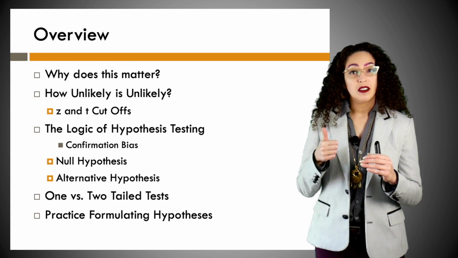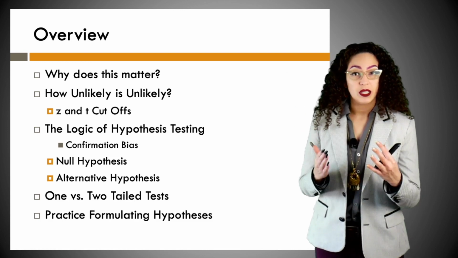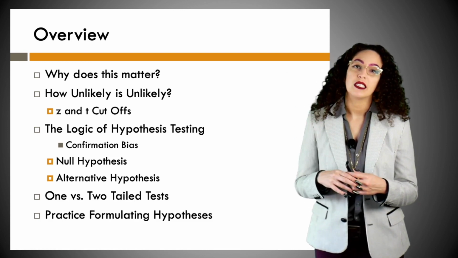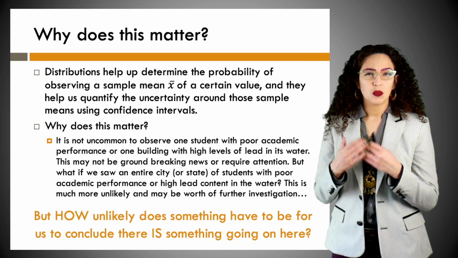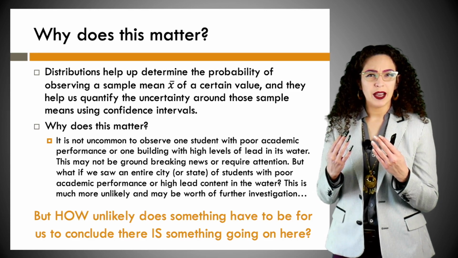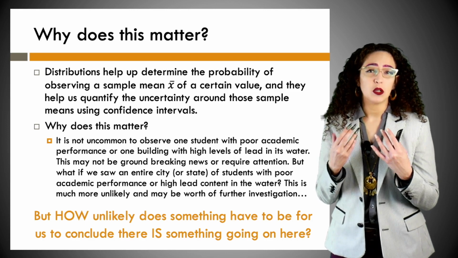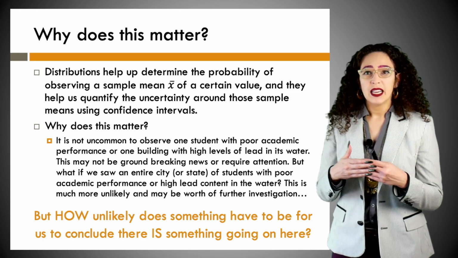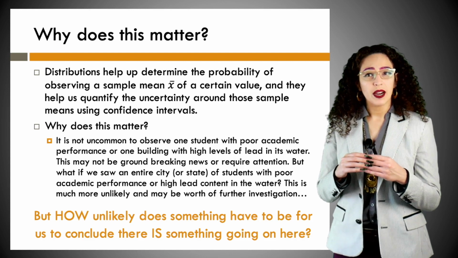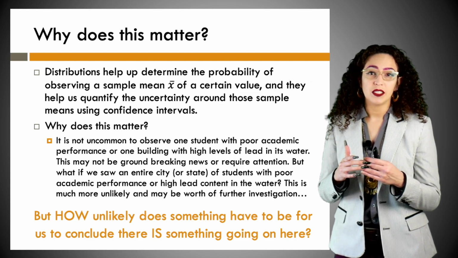We're going to talk about the null and alternative hypothesis, one and two-tailed tests, and we're going to practice formulating some hypotheses. So why are we doing this again? Why does this matter? The core of this is that things are uncertain and we have to try to quantify them with probabilities. It's not uncommon to observe one student with poor academic performance or one building with high levels of lead in its water.